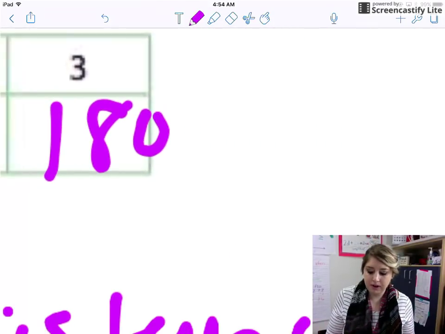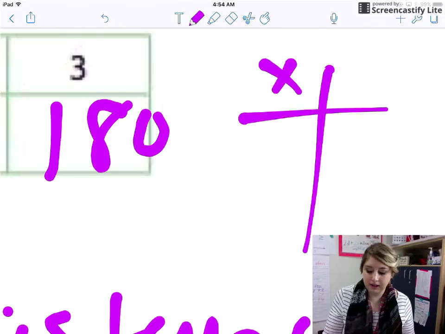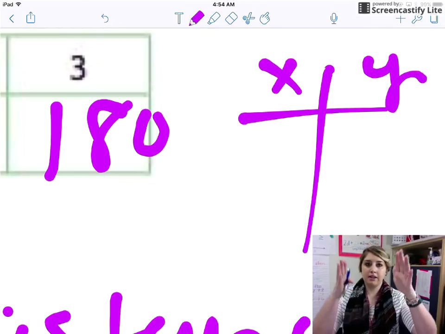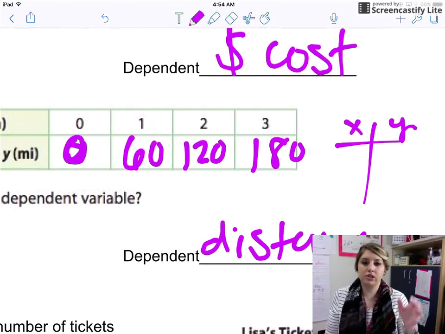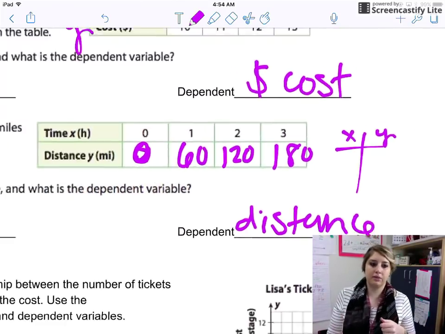I do want to just mention that sometimes you are going to see a table like this, x and y. Instead of going horizontally, it'll go vertically, but it means the same thing. Nothing different, just know the left side is x, the right side is y.